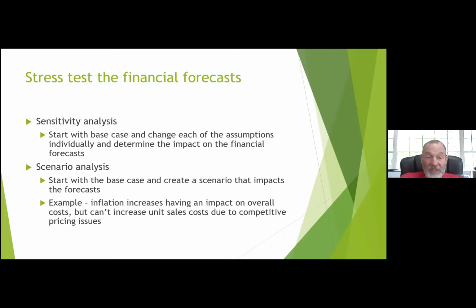So here's a couple of different types of analysis. Sensitivity: you start with the base case and change each of the assumptions individually and determine the impact on the financial forecasts. So say, for example, you're selling some goods. You say, okay, what's going to be the price of the goods? What's going to be the quantity of the goods? And so that becomes what your sales items are, right? So what if your costs are higher? What if you can't get the same kind of revenue? You would change each of those assumptions, and then you would see what kind of impact that has on the forecast.